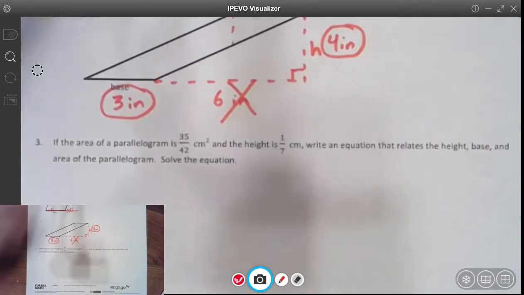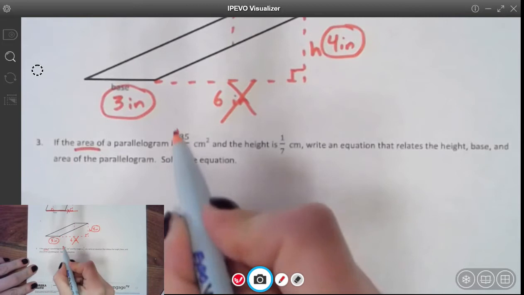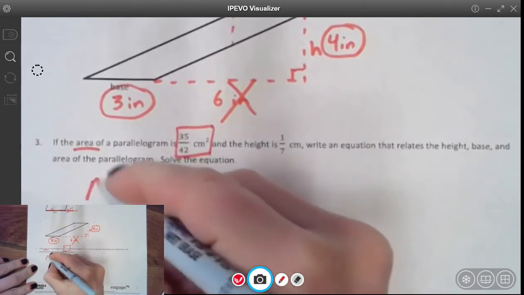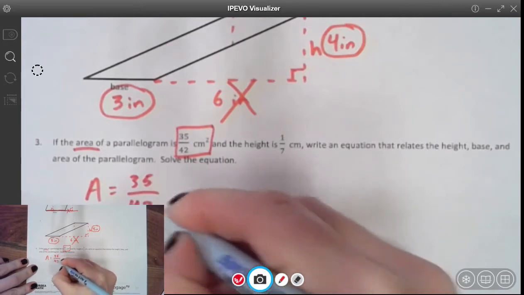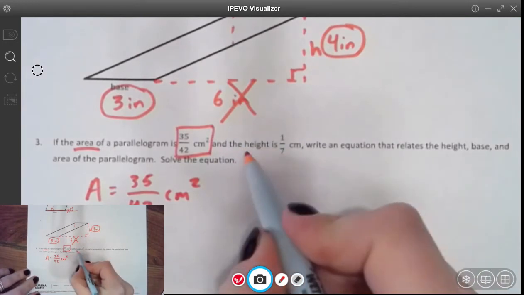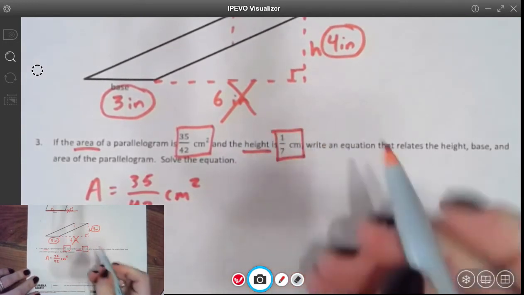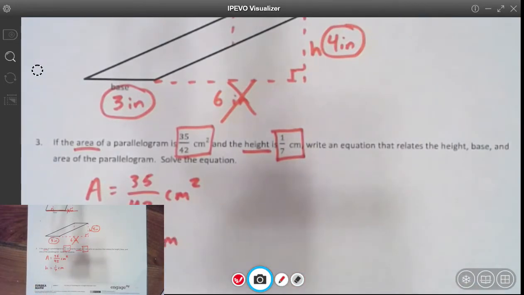Number 3. In this one, it says if the area of a parallelogram is 35/42 centimeters squared, so the area is this. I'm going to write A equals 35/42 centimeters squared, and the height is 1/7 centimeter, so H equals 1/7 centimeter. Write an equation that relates the height, base, and area of the parallelogram, and then solve the equation.